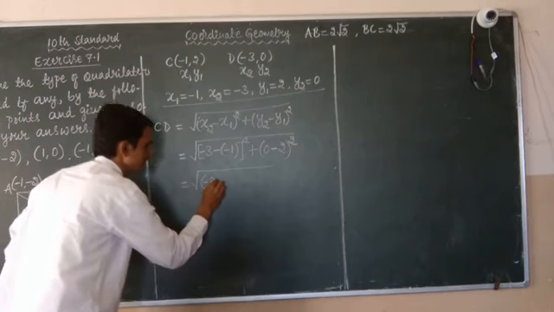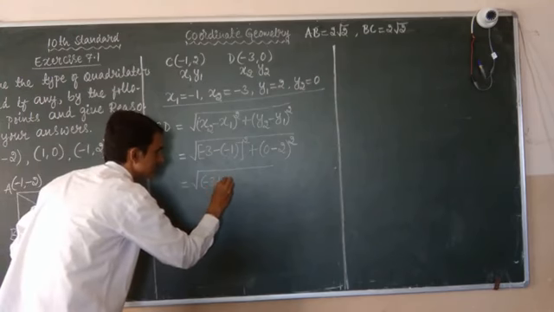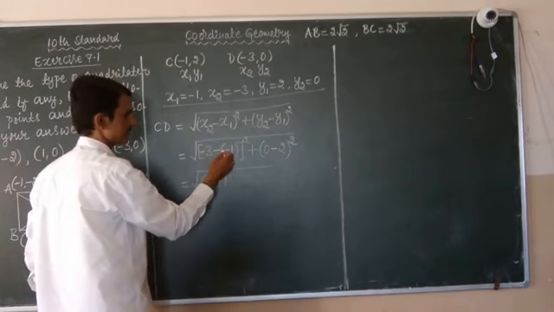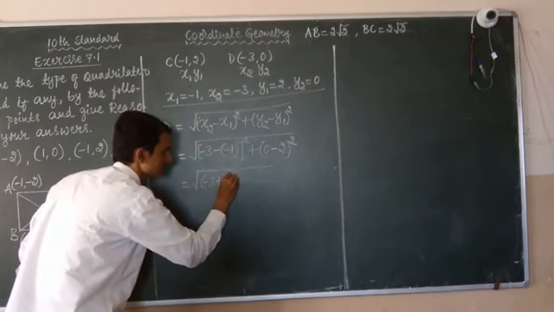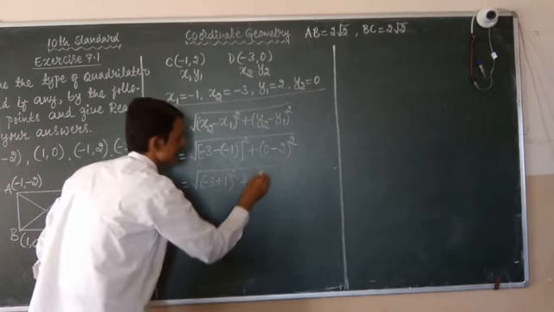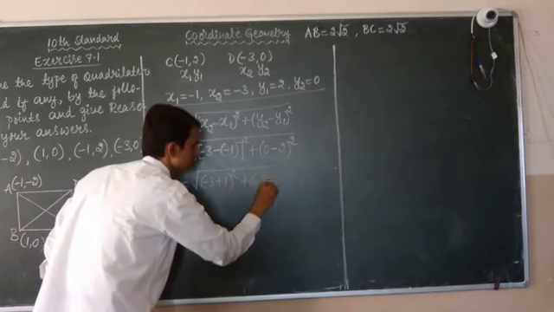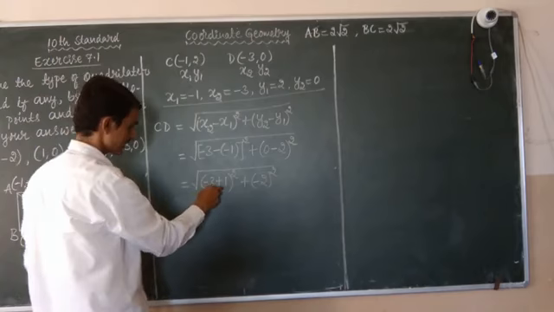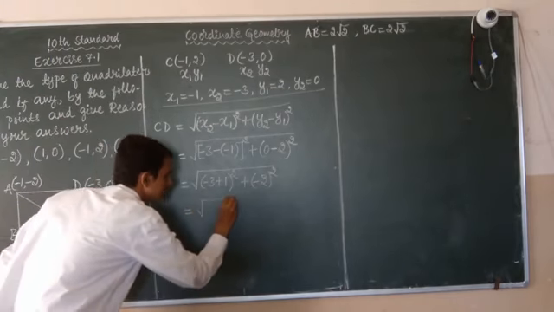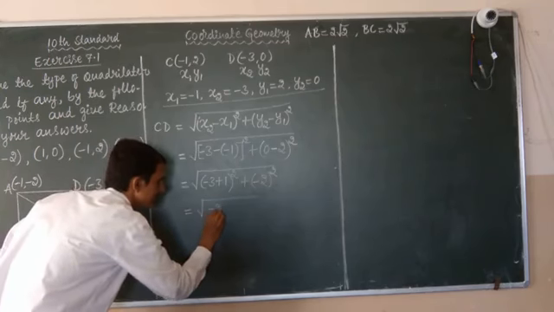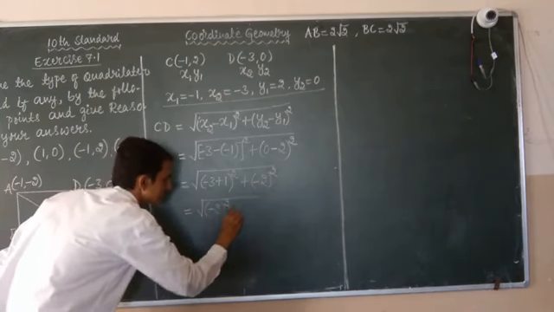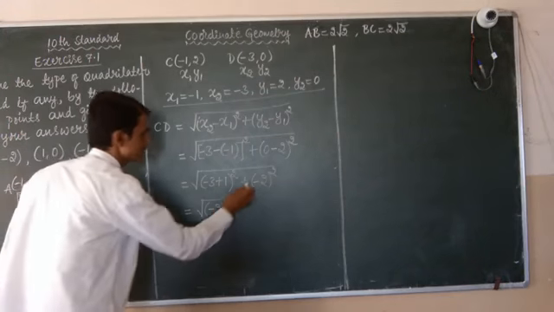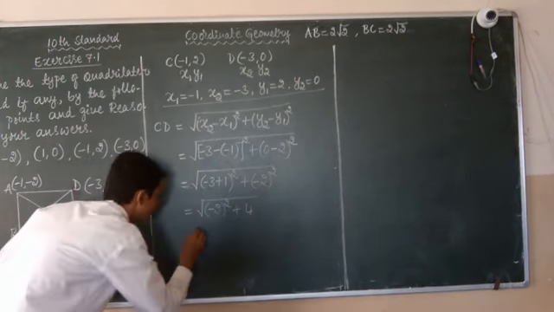So minus into minus is plus 1. If you multiply the signs, it will become plus. So minus into minus plus 1 whole square, plus 0 minus 2 is -2 whole square, equals -3 plus 1. Again -3 plus 1 is -2 whole square plus, so -2 into -2 is plus 4.